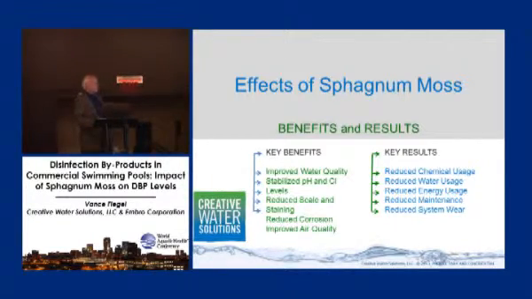And then from some work that we've done more recently in cooling towers, we actually know that sphagnum moss inhibits corrosion. We can remove the corrosion inhibitors from cooling towers and replace them with sphagnum moss and still have the same level of corrosion inhibition.